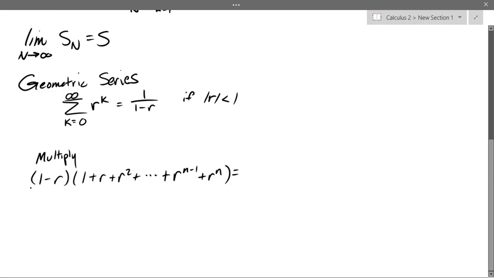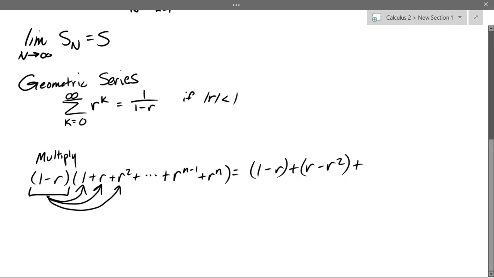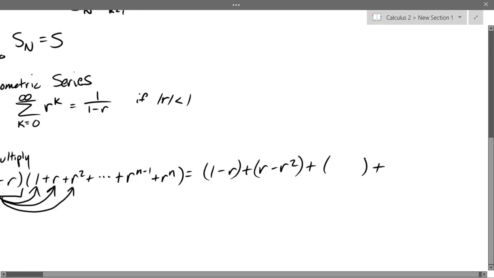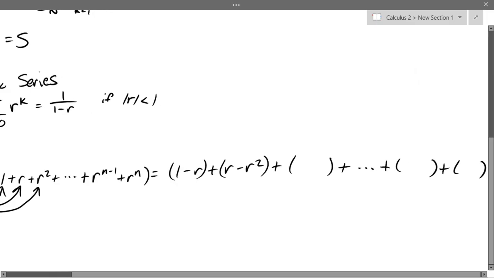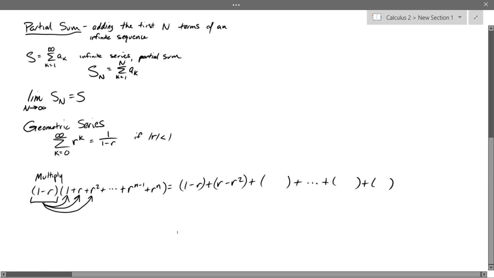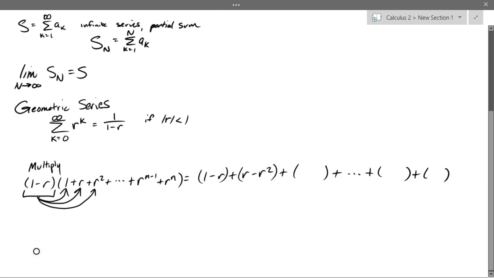And when you multiply it out, distribute it in this way. So 1 minus r plus r minus r squared. So distribute it out like this. Take the 1 minus r and multiply it to the first term, multiply it to the second term, multiply it to the third term, then go dot, dot, dot, second to last term plus last term. So multiply it out, and the form should look like this.